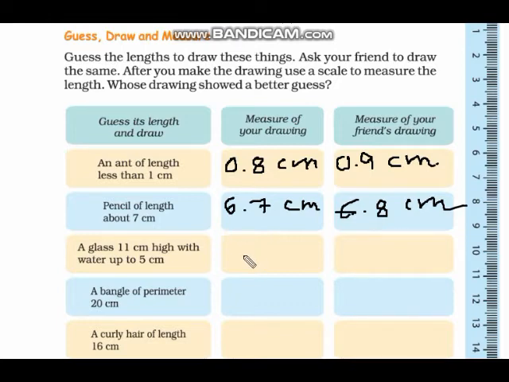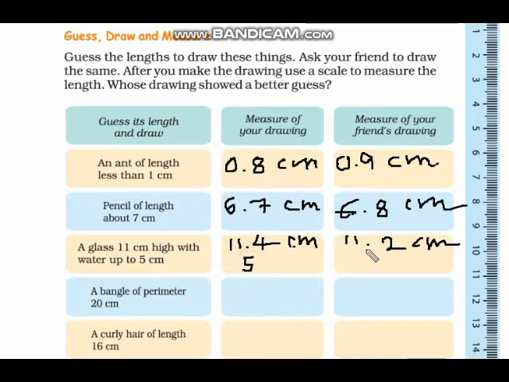Now here measure of your drawing of glass is 11.4 centimeter and measure of your friend's drawing of glass is 11.2 centimeter, and you have guessed the length of glass was 11 centimeter. So whose guess is nearer to 11 centimeter? Your friend's guess. So here also your friend's drawing showed a better guess.